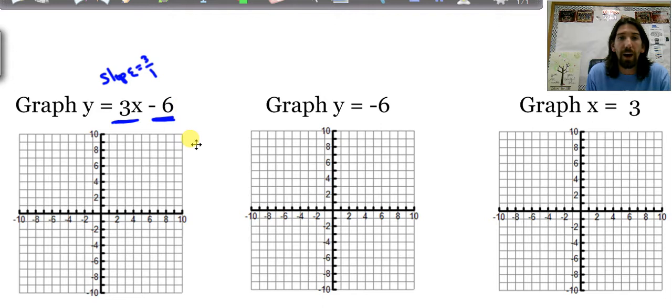And this number shifted the graph up or down. In this case, since it's negative, it shifted it down 6. So my y-intercept is 0, negative 6. So I start at 0, negative 6.